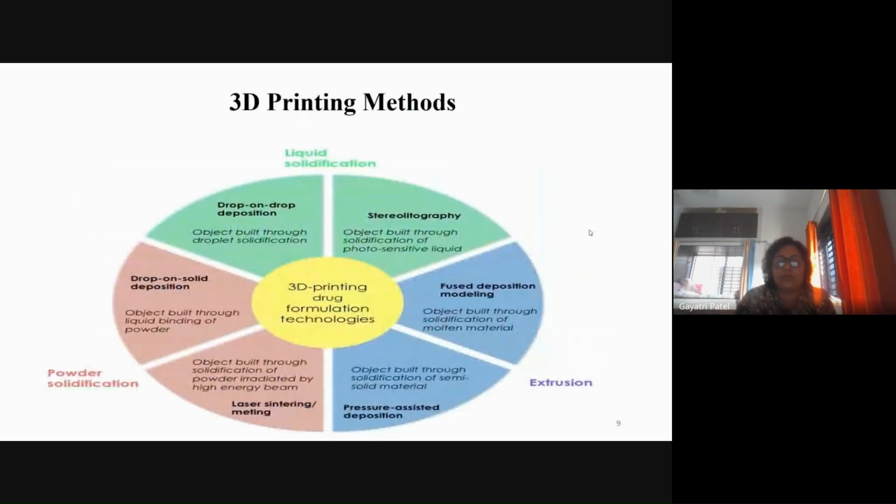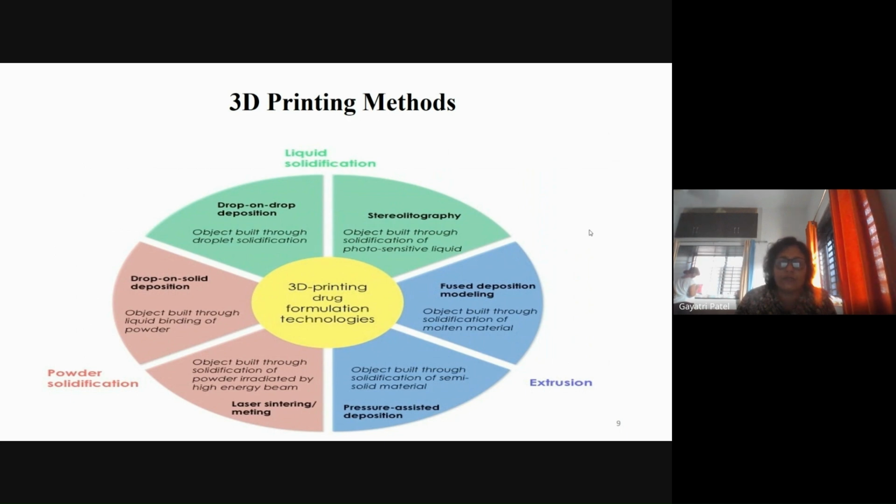Next, I focus on the 3D printing methods. There are many 3D printing methods available. I am currently working with extrusion, but there are also liquid solidification and powder solidification techniques. In this diagram we can see a total of 6 techniques: 2 for liquid, 2 for powder, and 2 for extrusion. In extrusion, fused deposition modeling is widely used.